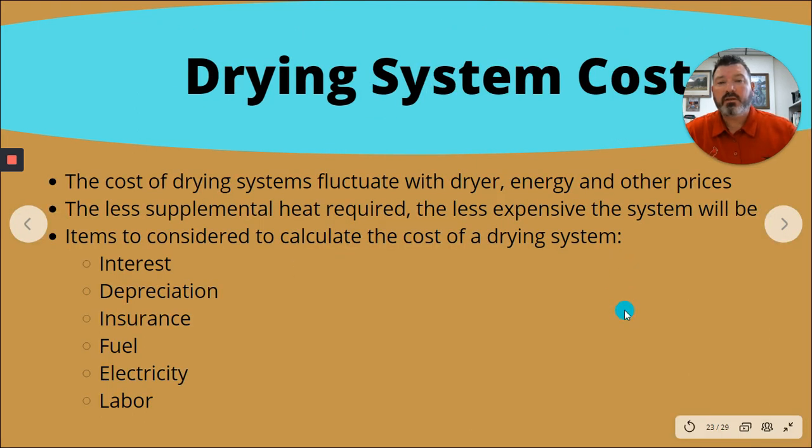So when we talk about the cost of these systems, of course, they can be as expensive as you want to make them. A lot of it fluctuates with the type of dryer or drying system that you want to put in. Of course, with gas drying, the price of LP gas is a huge influencer on the cost of the system, as well as some other things that factor into that. So the less supplemental heat that you plan to utilize, the cheaper it's going to be.